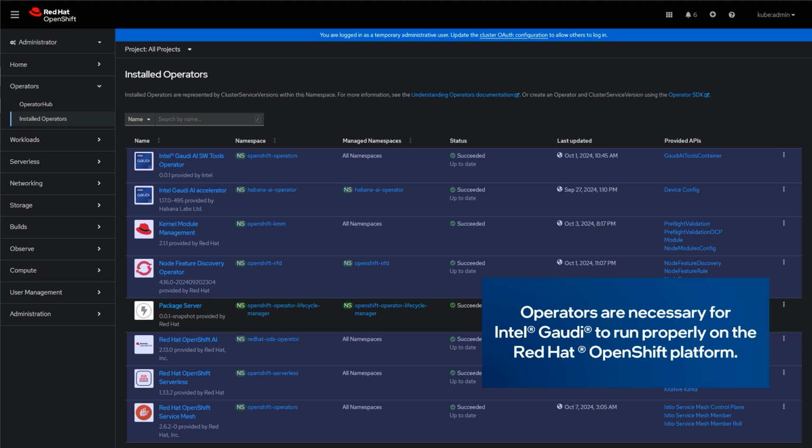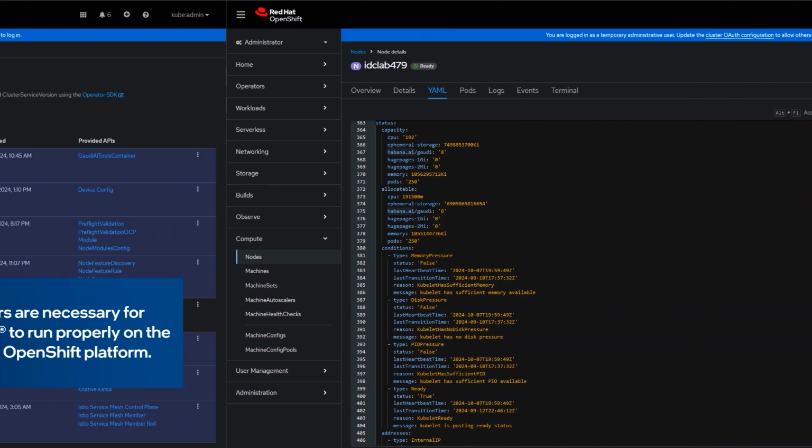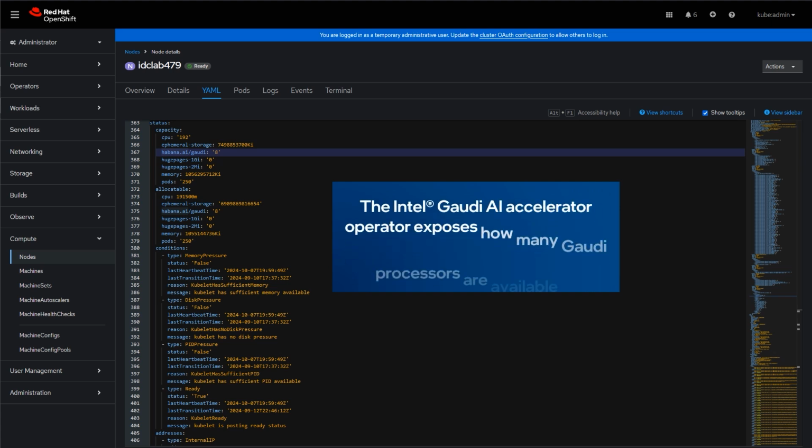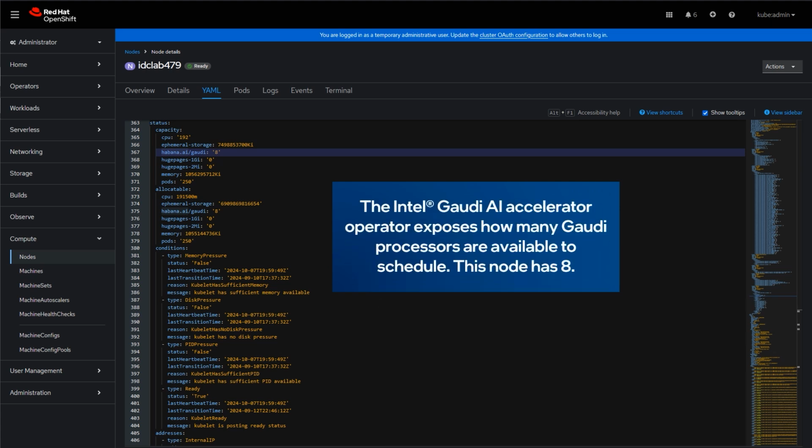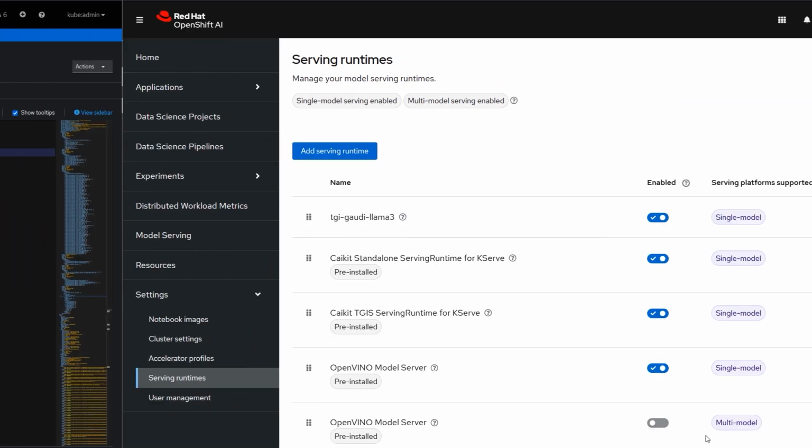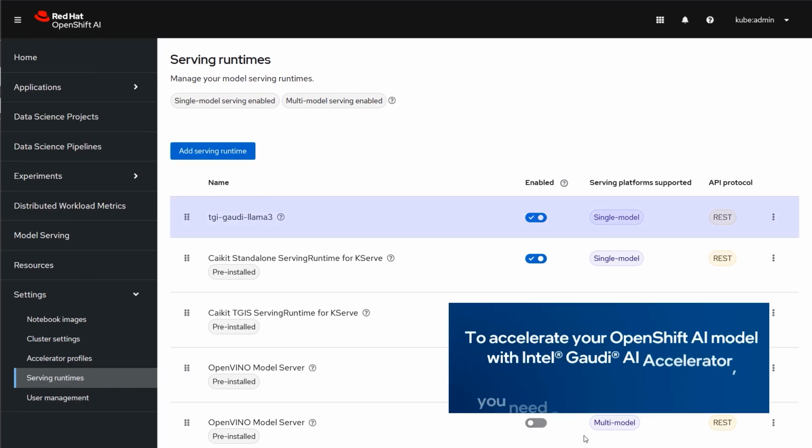The Red Hat OpenShift AI operator, along with OpenShift serverless and service mesh operators, installs and scales AI models on OpenShift AI. If you look at the node details, you can see that 8 Intel Gaudi AI accelerators are exposed and available to schedule. From within OpenShift AI under serving runtimes, there is a TGI Gaudi runtime that is configured for serving a Llama 3.1 model. Serving runtimes are used to deploy and manage machine learning models.